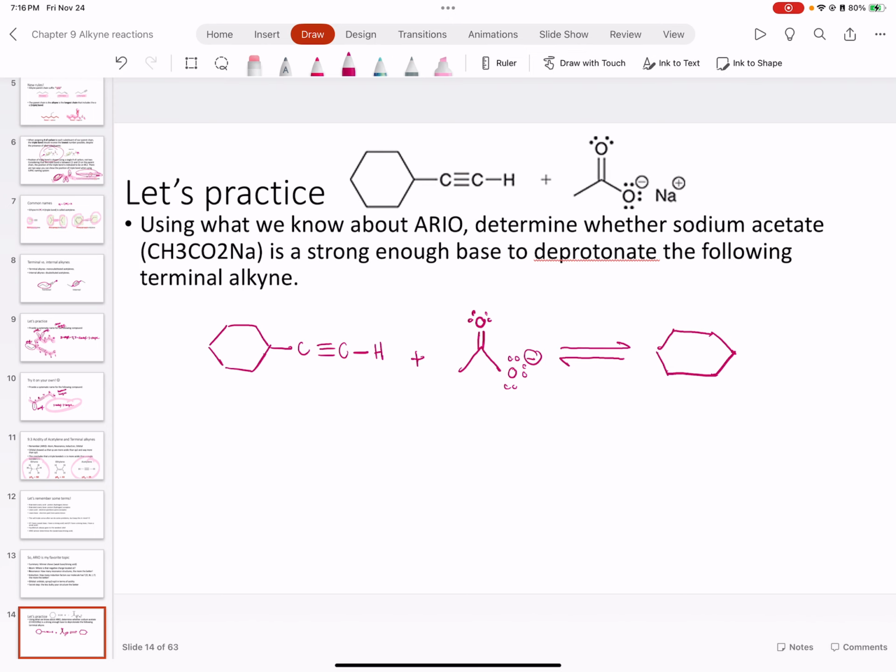Okay, so I stopped because I first want to see what the problem wants us to do. It's asking if this is a strong enough base to deprotonate the following alkyne. Deprotonate means that it's going to take a hydrogen from it. So we're going to see if this one is strong enough to take a hydrogen from it. So technically they want our product to be something like this.